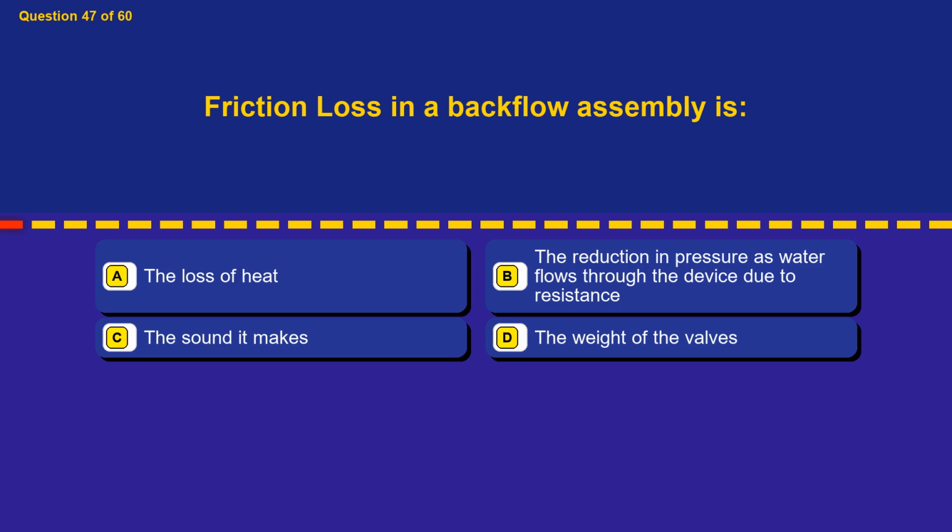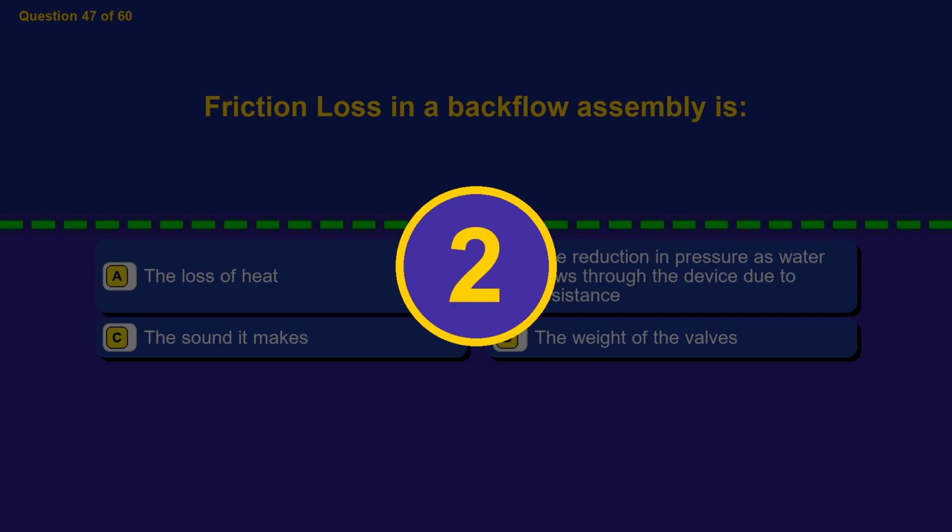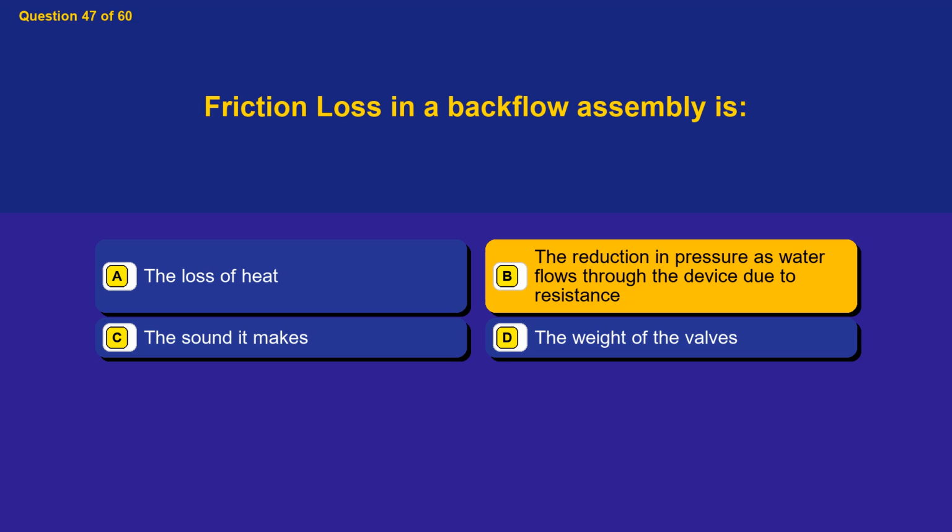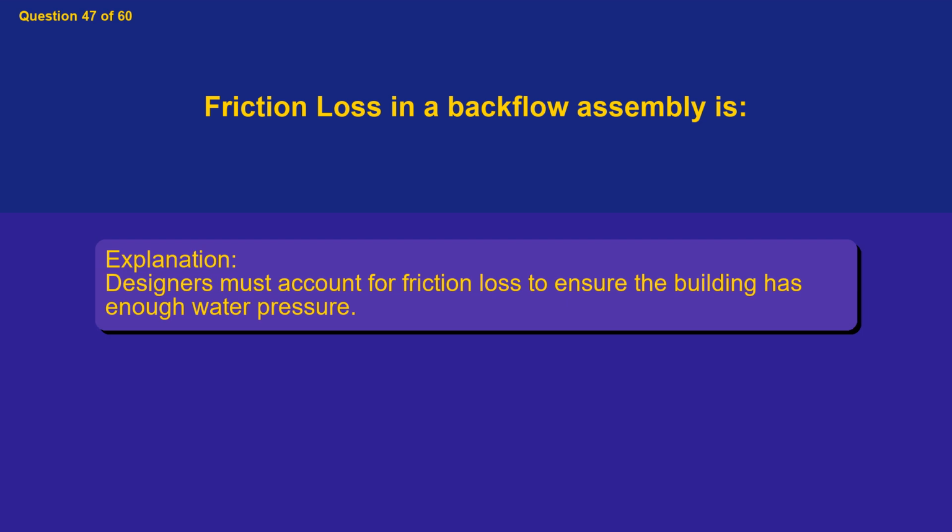Question 47. Friction loss in a backflow assembly is: Option A, the loss of heat. Option B, the reduction in pressure as water flows through the device due to resistance. Option C, the sound it makes. Option D, the weight of the valves. The correct answer is option B, the reduction in pressure as water flows through the device due to resistance. Designers must account for friction loss to ensure the building has enough water pressure.